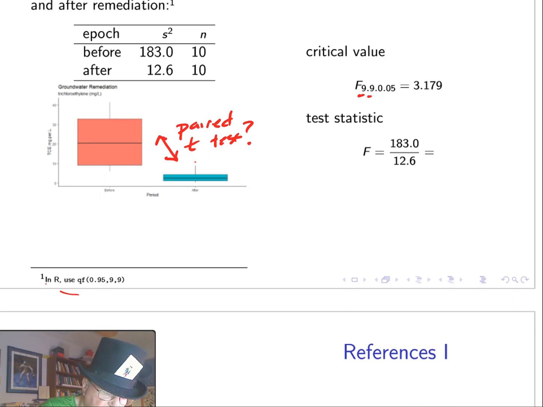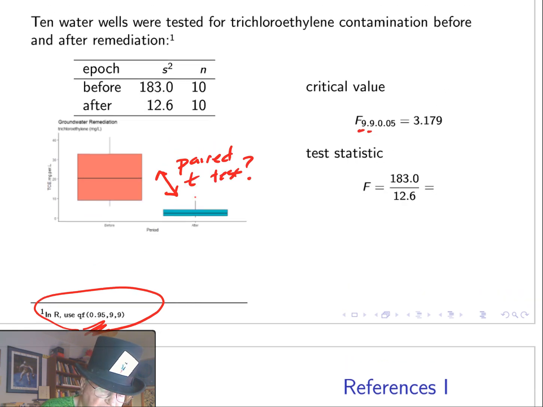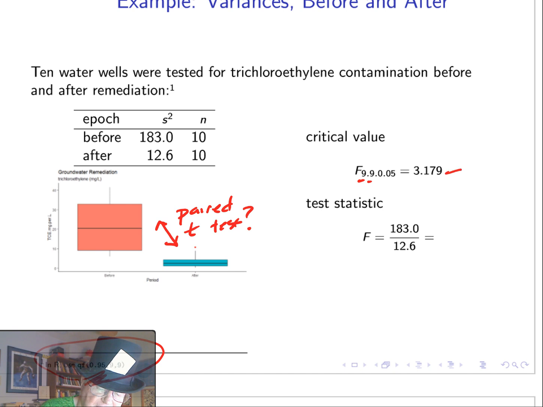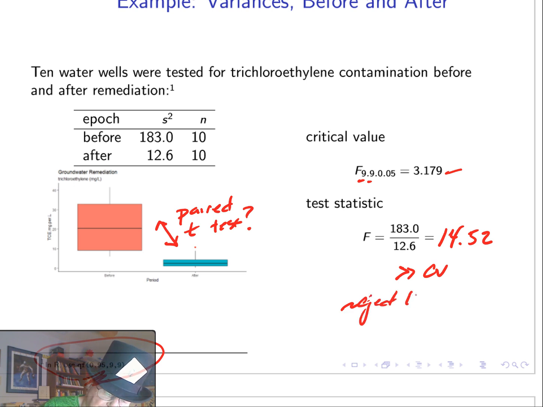And for those of you that are looking at this, we can use the qf function in R, give it the percentage point and the two degrees of freedom, and we'll get the answer. Okay, so that'll give us that number. Then the test statistic is just the ratio of these two, which is 14.52, which is lots greater than the critical value. So reject the null hypothesis. Variances differ. Obviously.